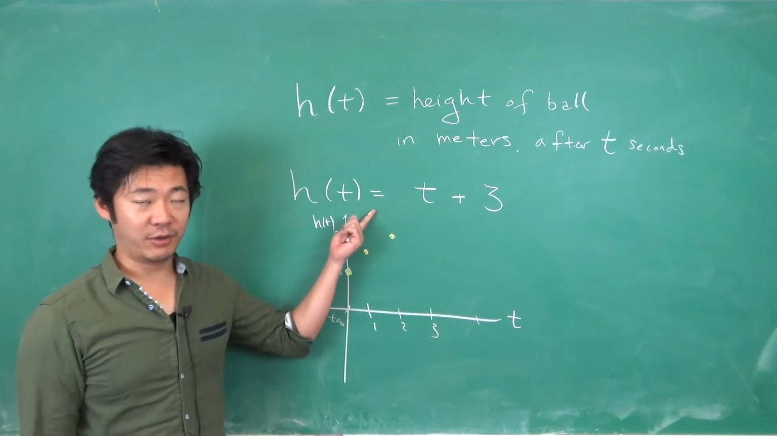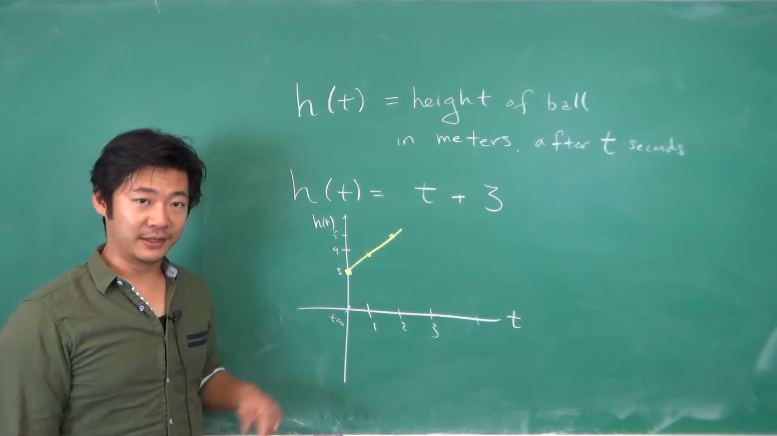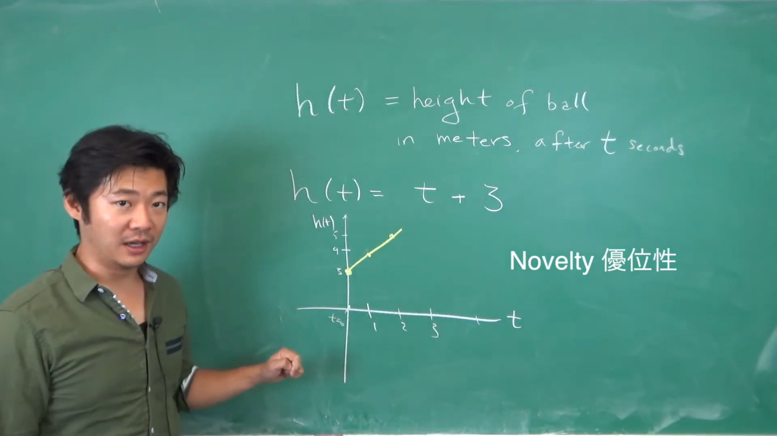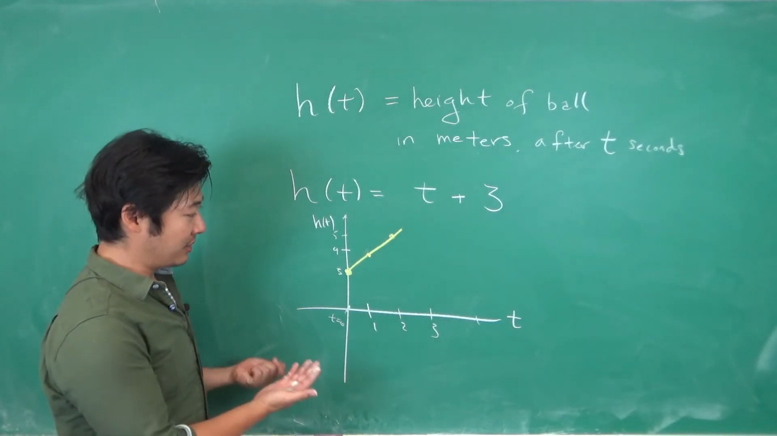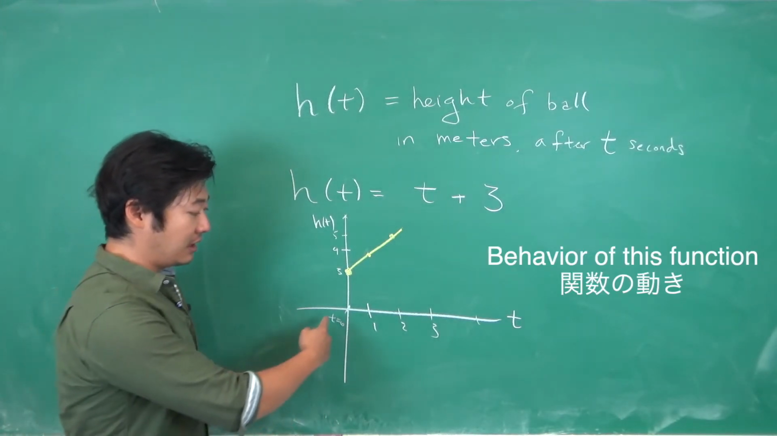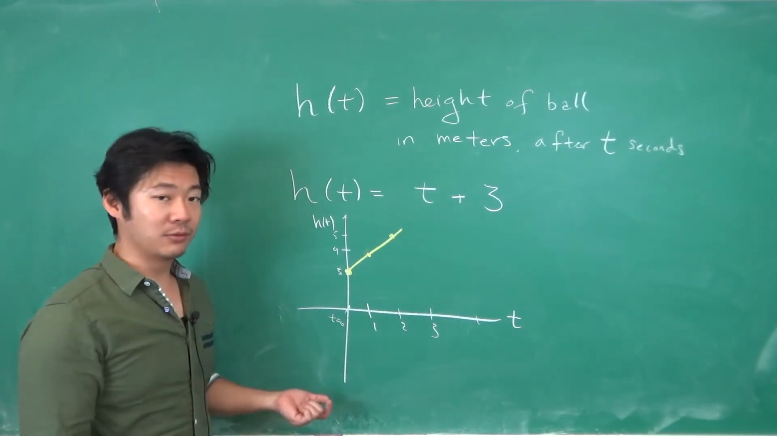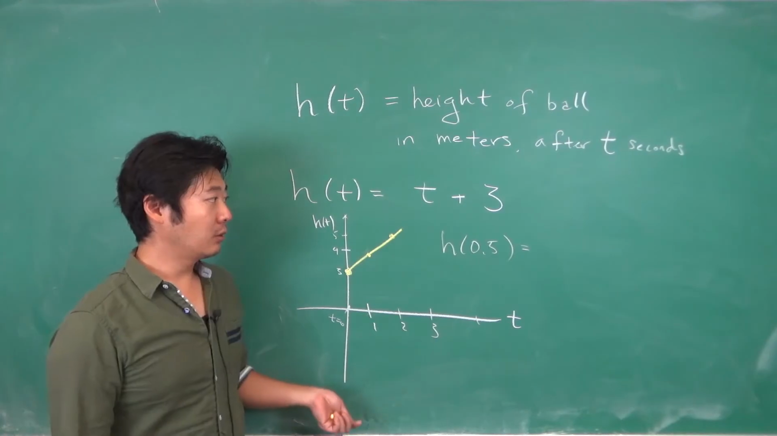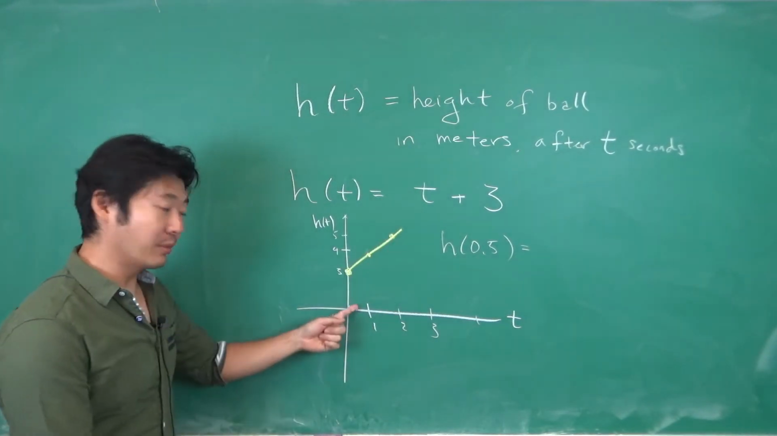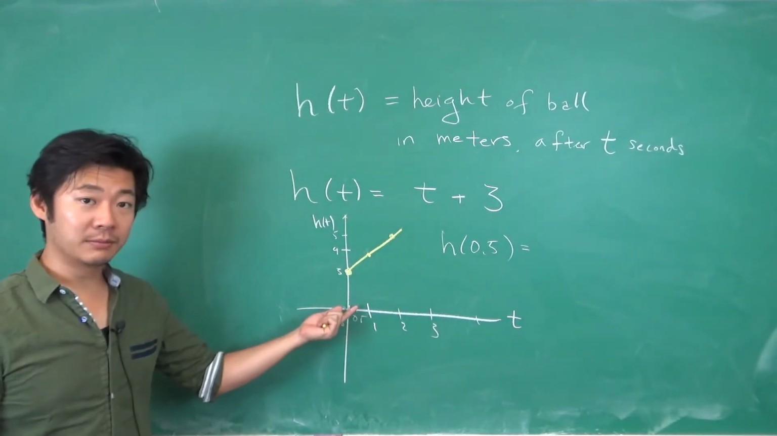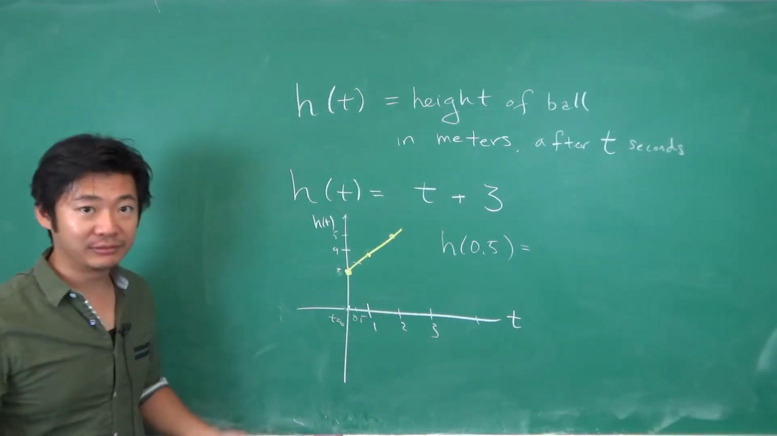And actually, this is an equation of a line. So you can just connect the dots by a straight line, like this. And the novelty of representing it by a graph is that you can kind of see the behavior of this function in between the specific points. So, like h of 1/2 or 0.5. While you can just plug it into the algebraic expression, you also know that 0.5 is somewhere between here. So you kind of know that the height is between 3 and 4, somewhere there.